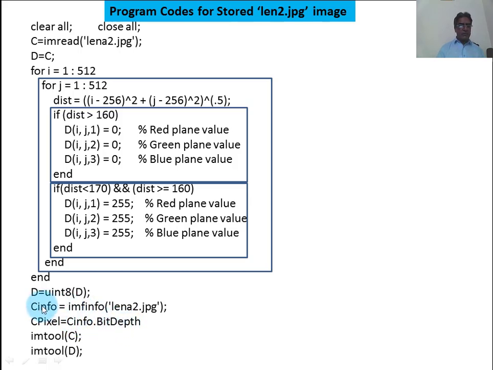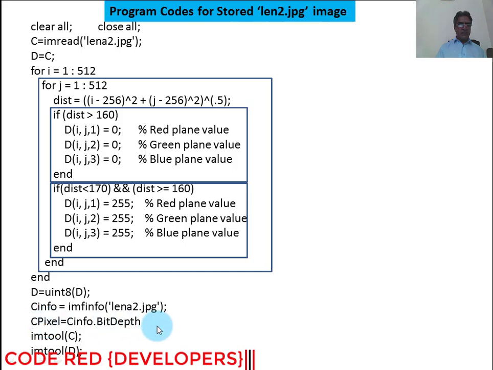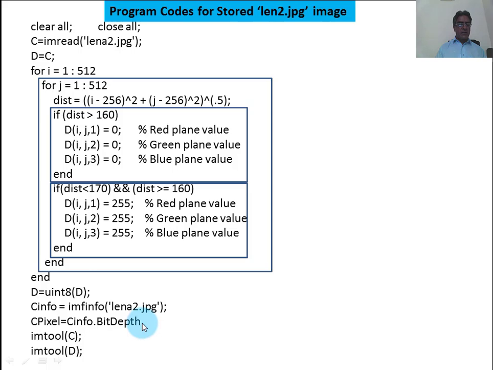There are many pieces of information in this vector, but one is bit depth, that is the pixel bit depth. What is the pixel bit depth? The color pixel bit depth will be stored in this variable, and the computer will show it on screen because we are not using a semicolon here. If we don't write the semicolon at the end of a line, then the value of that statement will be displayed automatically on the screen.